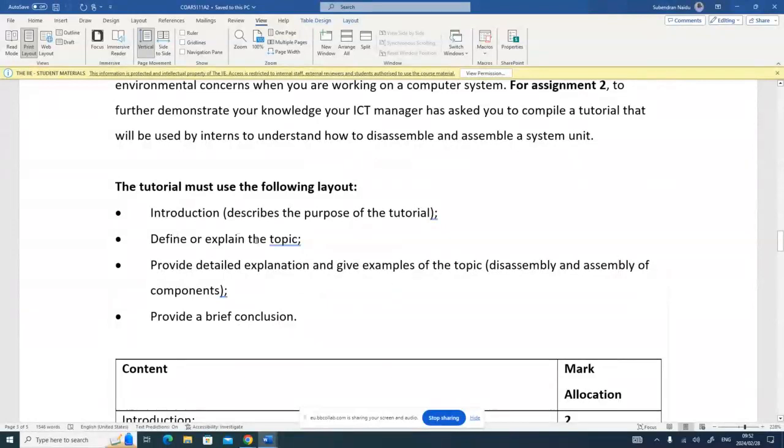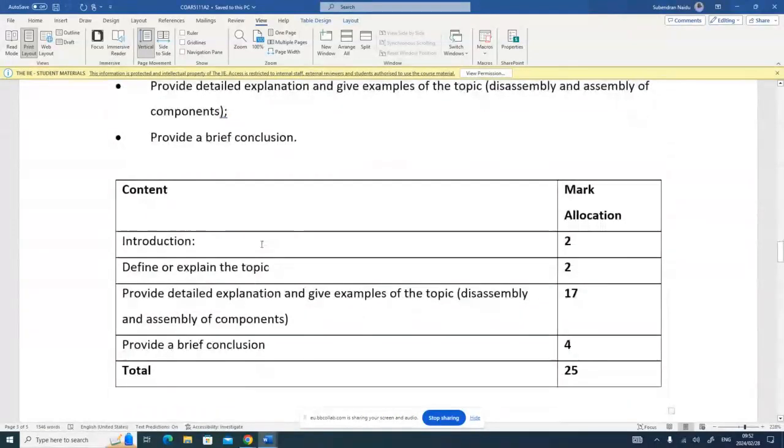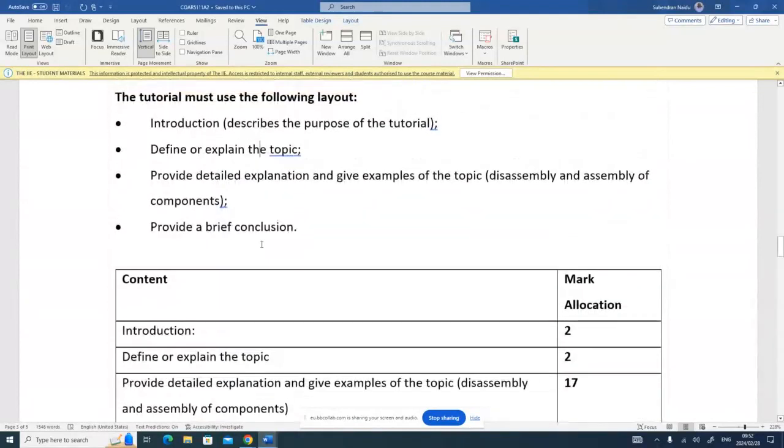So in defining or explaining the topic, what is the topic? Assembling or disassembling computer components. In assembling and disassembling of computer components, there are certain safety precautions that we need to be aware of. There are tools that we are going to be using, and there are environmental concerns that we need to be aware of that were discussed in assignment 1. In this tutorial, we are going to look at instructions on how to assemble and disassemble the PC.